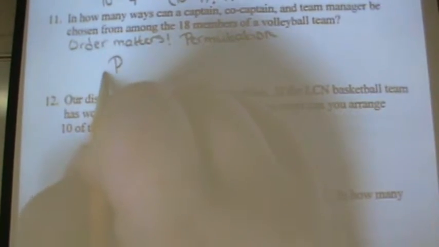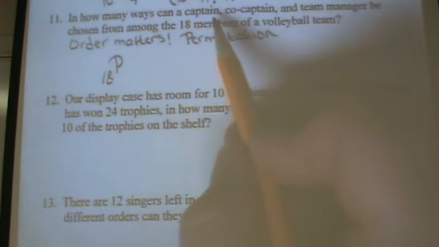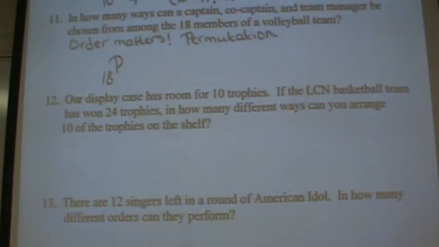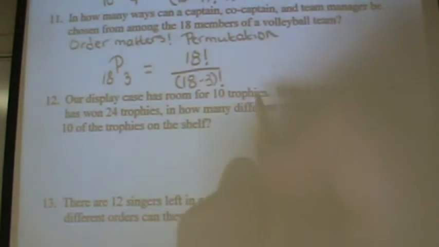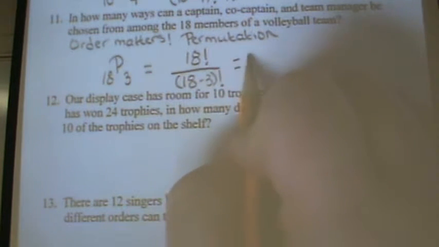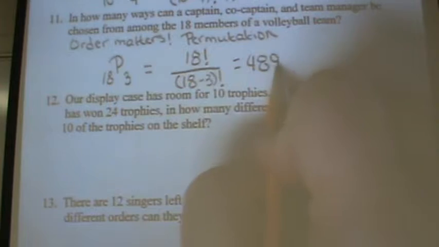So this is the P notation. And again, your entire set goes on the left-hand side, so we had 18. And then what you're choosing goes on the right-hand side. And we're choosing 3 different things, so we have a 3. And then again, writing this as the fraction, we're going to have 18 factorial over 18 minus 3 factorial. And when you plug that into your calculator, you'll get 4,896.